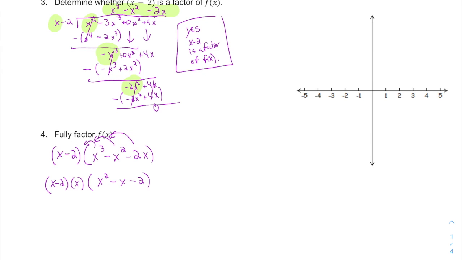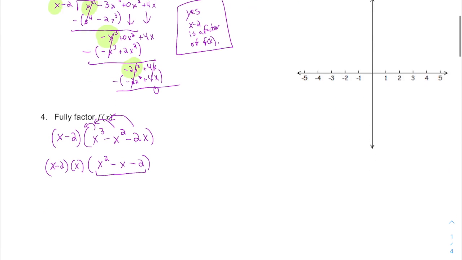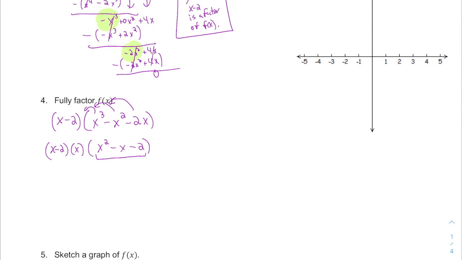Now we have x squared minus x minus 2. This is a quadratic form polynomial, and we have some tools to factor these. So one of our options is we can look if there's anything that multiplies to negative 2 and adds to negative 1. And in fact, there is. We could do, let's see, negative 2 and positive 1. So this can factor into x minus 2, x minus 2, and x plus 1. So this would be a fully factored form of f of x.